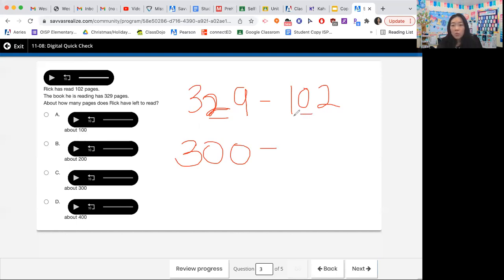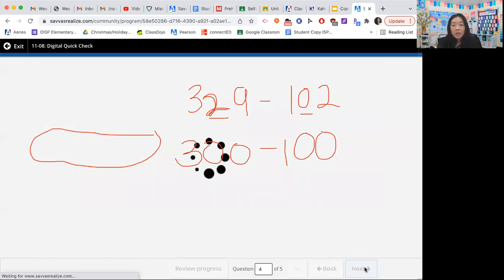What would the 0 tell the 1 to do? To let it rest. Very good. So 102 is closer to 100. What is 300 minus 100? 200. Very good. What is your answer? A, B, C, or D? B.